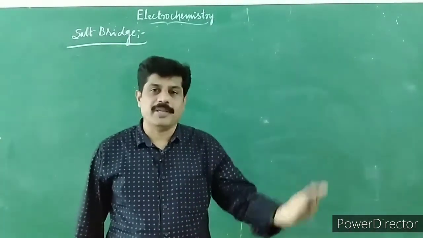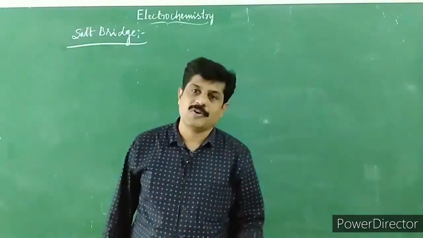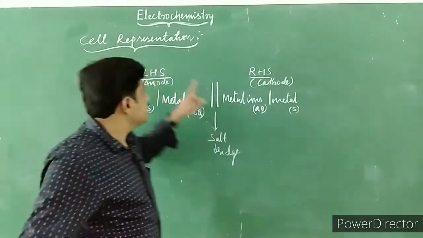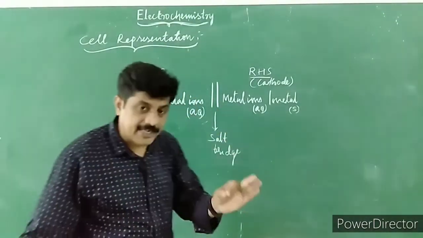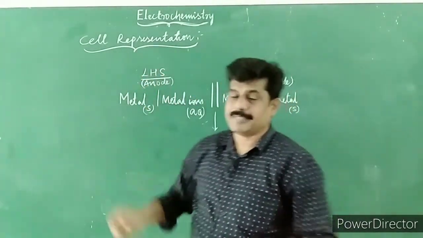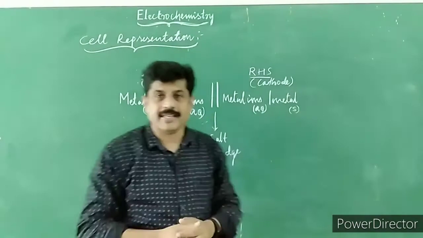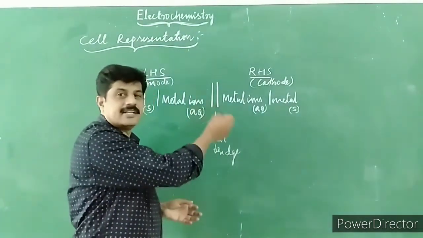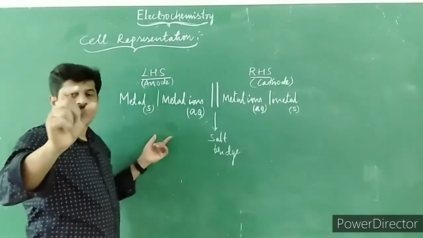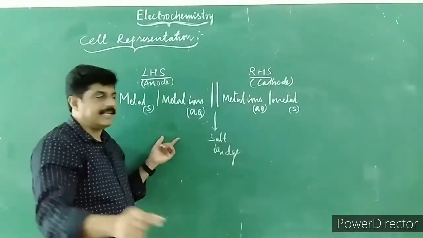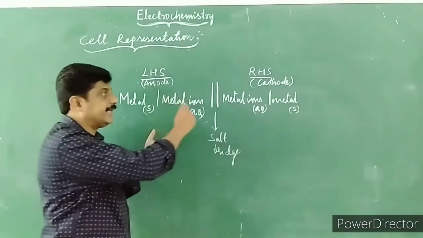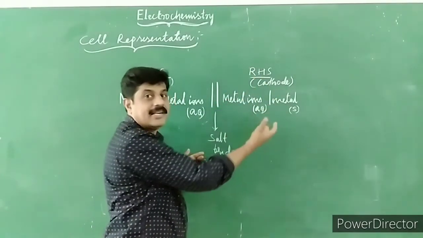Let me go for the next topic, that is cell representation, otherwise called representation of the cell. Children, let me take up the next topic, cell representation. Shorthand notation or description of an electrochemical cell is called cell representation. For your understanding, I represented one of the general electrochemical cells on the board. Children, a galvanic cell is represented by writing anode on the left hand side where oxidation takes place and cathode on the right hand side where the reduction takes place.